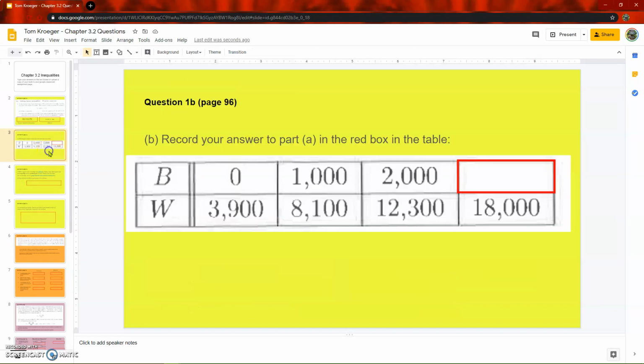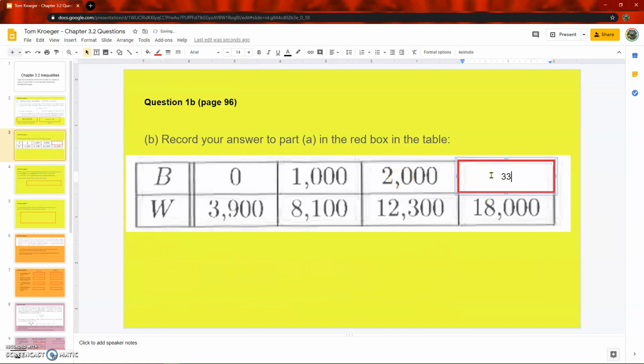All right, we go to the next slide, and we just need to record our answer in there. So 3,357. We'll round it off because that's what it is. That's the number of bags.